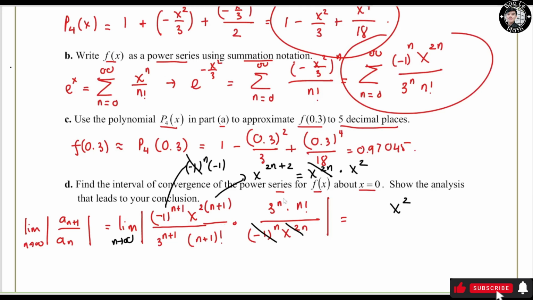Now 3 raised to the n and 3 raised to the n plus 1, we have 3 on the bottom. N factorial and n plus 1 factorial, we have n plus 1 on the bottom. And we have the limit here, n approaches infinity, take absolute value of this one. So when n approaches infinity, this guy approaches infinity on the bottom, so it could be 0, less than 1. So by the ratio test, this series converges for all real numbers.